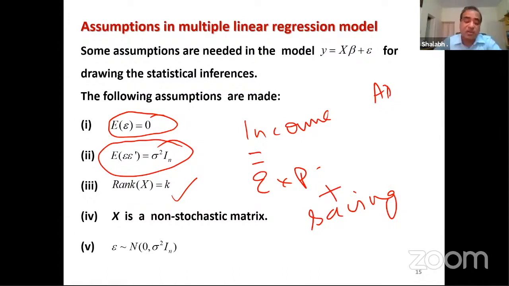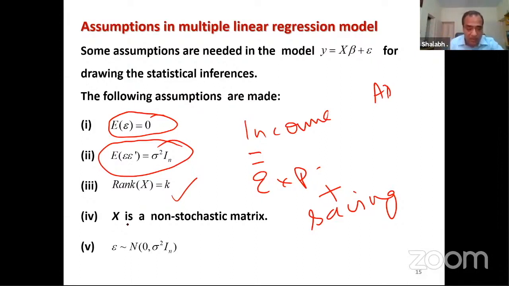So this is what we mean when we say the rank of x equals k. We are assuming that all the variables are mutually independent of each other. That means the occurrence or non-occurrence of one variable does not affect the other. So that is what we have to keep in mind.